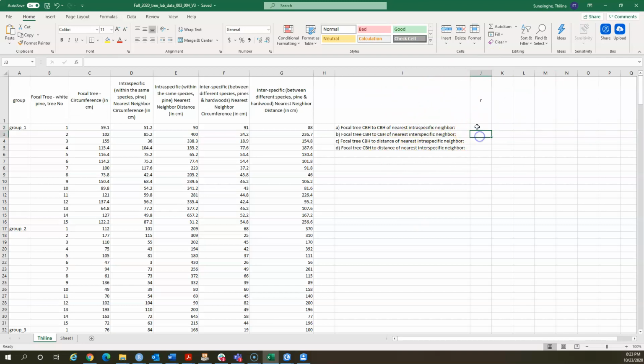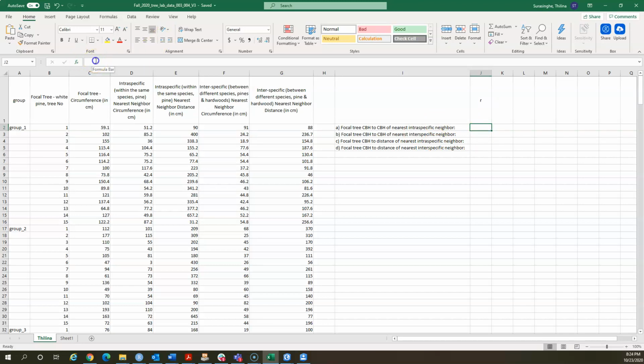So I'm going to keep my cell in where I want to calculate it. What am I going to measure over here? Focal tree CBH to CBH of the nearest intra-specific neighbor. So my column C is focal tree CBH, and the nearest intra-specific neighbor is actually column D. Yeah, I think it is column D. Yeah, column D is intra-specific nearest neighbor circumference. So I need to compare column C with column D in order to get my correlation coefficient for the first part.